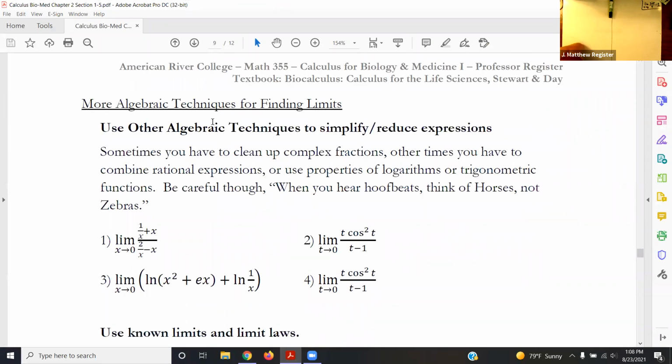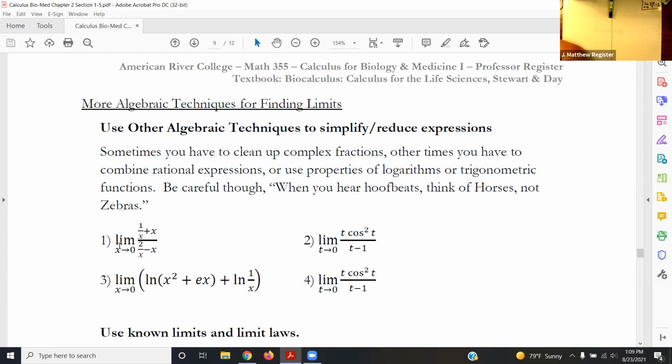More algebraic techniques for finding limits. I mean, there's a lot of different techniques out there. But I do put this note, be careful. When you hear hoofbeats, think of horses, not zebras. What that means is even though a function might look messy, that doesn't mean you can't just plug the value in. So looking at these, this first one, the limit as x goes to 0 of 1 over x plus x over 2 over x minus x. You can't just plug the 0 in, but we could multiply top and bottom by x, and that'll clean it up very quickly.